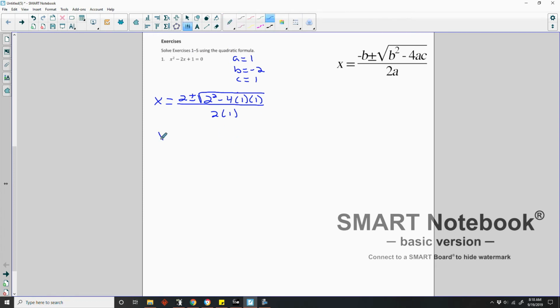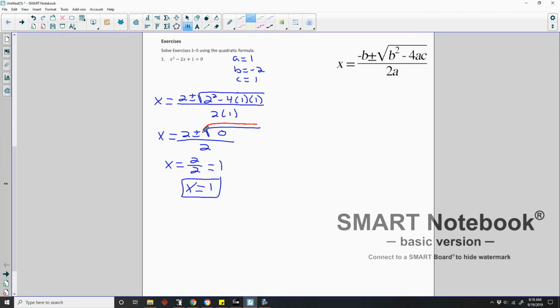Okay, extend that. Simplify. 2 plus or minus the square root of 4 minus 4 times 1 is 4. 4 minus 4 is 0, all over 2 times 1, which is 2. Nice. Square root of 0 is 0. So x equals 2 plus or minus 0. Well, that's just simply 2 over 2, which equals 1. So x equals 1. Plug it in here. 1 squared is 1 minus 2 times 1, which is 2. 1 minus 2 is negative 1. Negative 1 plus 1 is 0. It checks. There was only one solution here.